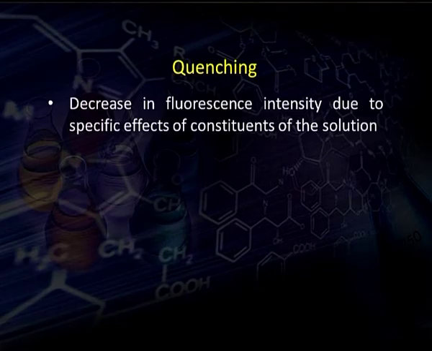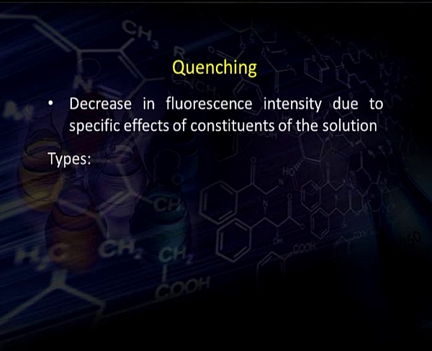The next factor is intensity of incident light. Increase in the intensity of incident light on sample increases fluorescence intensity. Intensity of light depends upon number 1, light emitted from lamp, number 2, excitation monochromator, and number 3, excitation slit width.